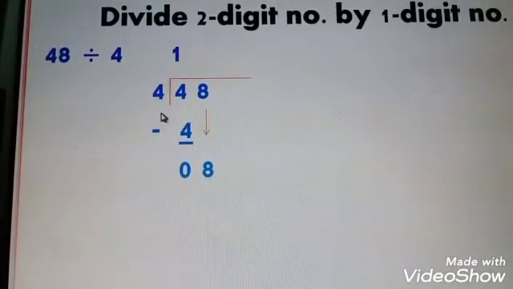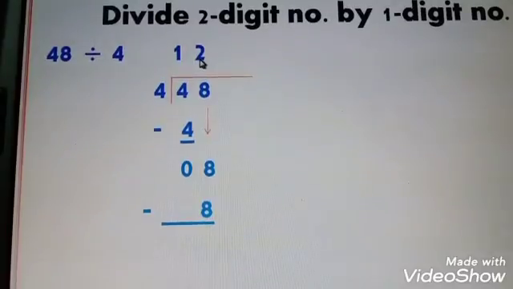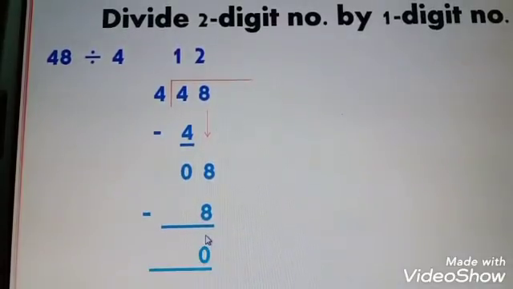Now we will see in the table of 4, 8 comes how many times? 2 times. So we will write 4, 2. 2 will be written here in the quotient. 4, 2 are 8. Then 8 will be subtracted from 8. So 8 minus 8 is 0.